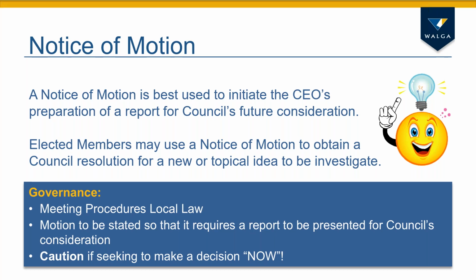Notice of motion. A notice of motion is best used to initiate the CEO's preparation of a report for Council's future consideration. Elected members may use a notice of motion to obtain a council resolution for a new or topical idea to investigate. You have to follow the meeting procedure local law where the motion is to be stated so that it requires a report to be presented for Council's consideration. Caution if seeking to make a decision at that time.